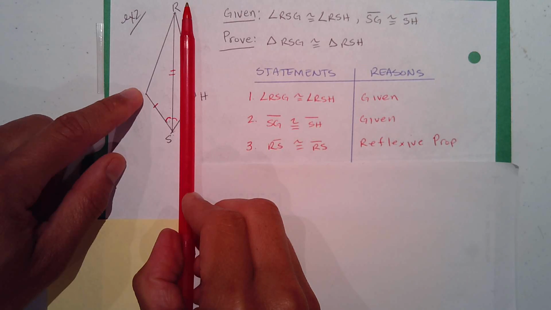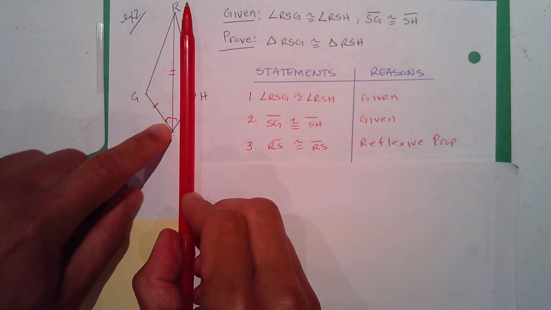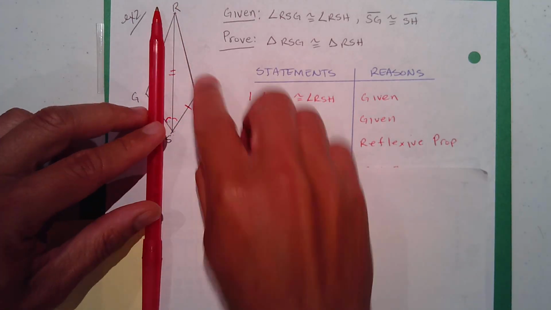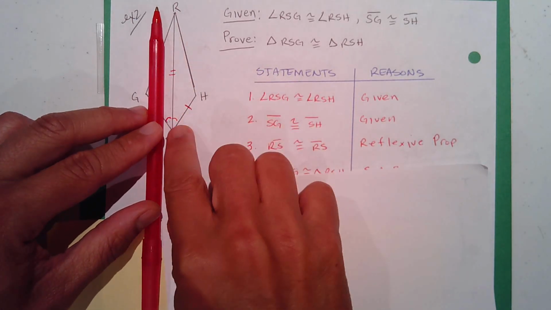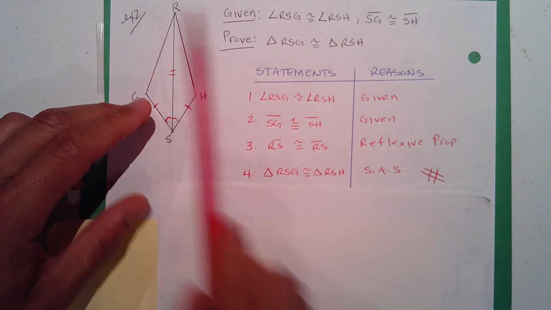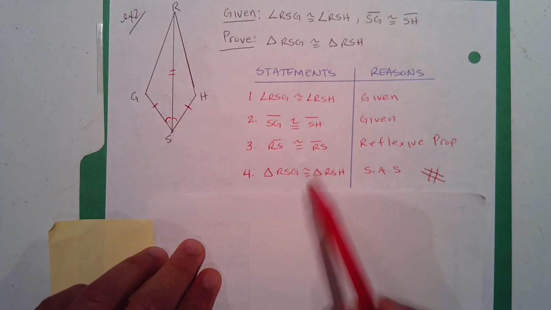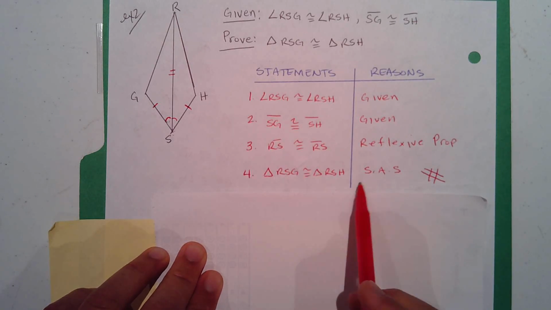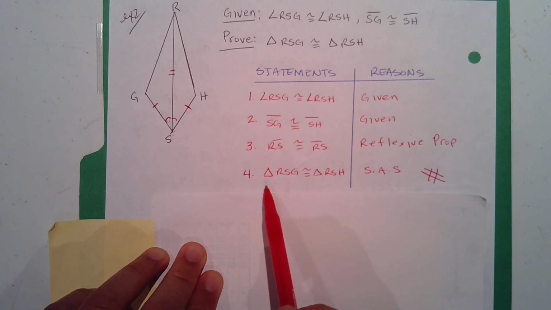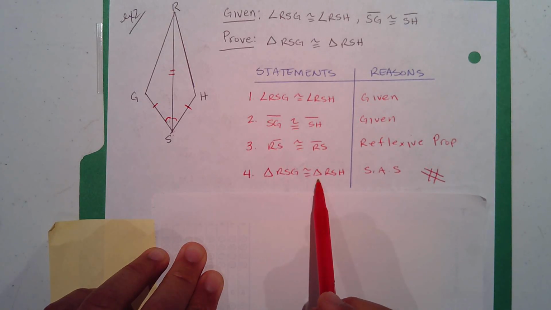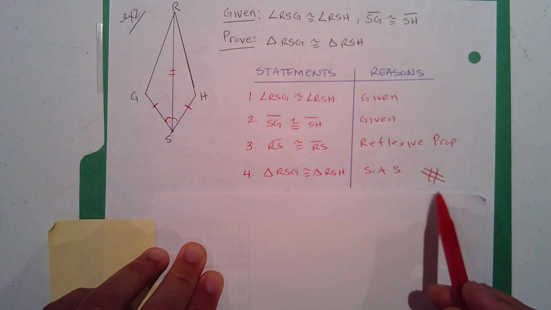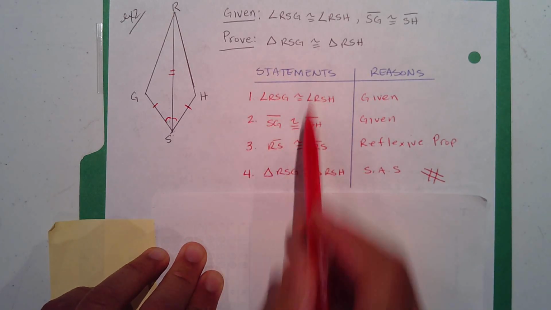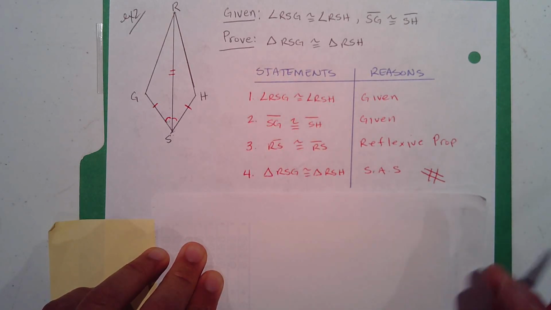So the angle cannot be here. That would not be SAS. So it has to be side, angle, side. If we have a side, an angle, and a side, then we can use the SAS theorem to state our proof. Triangle RSG is congruent to triangle RSH. The proof line will always be your last line when it comes to two-column proofs.